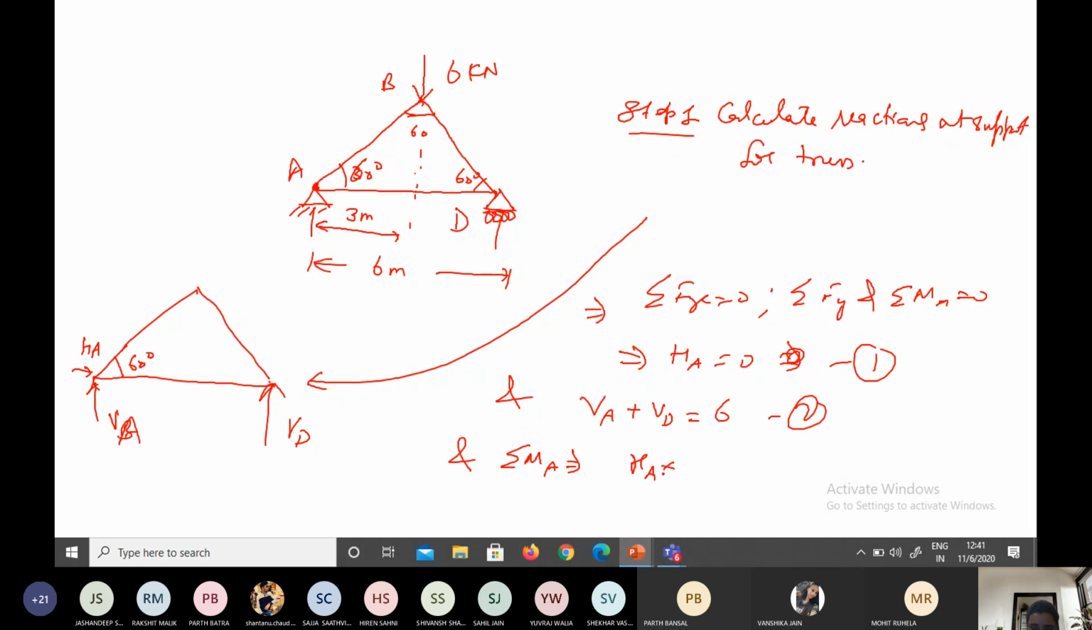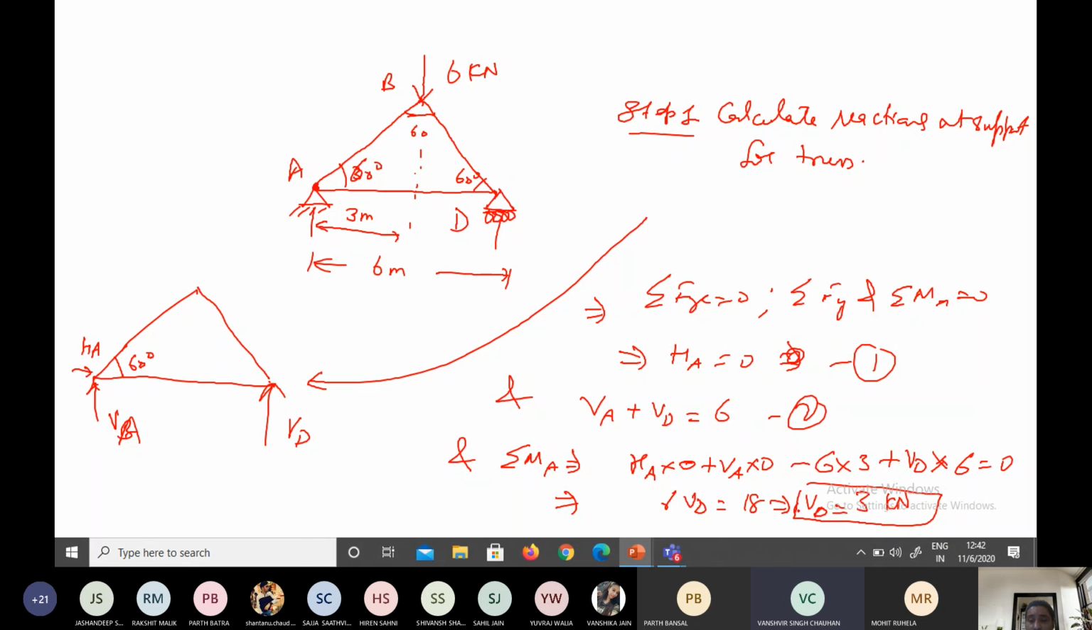HA into 0 plus VA into 0, then minus 6 into 3, and plus VD into what is the direction of this force? Or you can say the perpendicular distance. What is the perpendicular distance of VD? 6. Okay. So 6 VD should be equal to how much? 18. Then VD will be equal to how much? 3 kilonewton. Okay. So when VD is 3, similarly VA will also be 3.